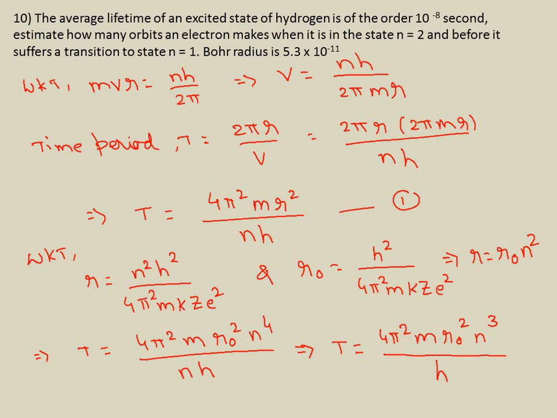And as it is in a circular path, I can write down the time period T equal to 2 pi r by v, isn't it? Now in place of v, I am going to write this reciprocal, so 2 pi r into 2 pi mr by nh. So time period is 4 pi square m r square by nh. Clearly you can notice, more the mass, more the time period.